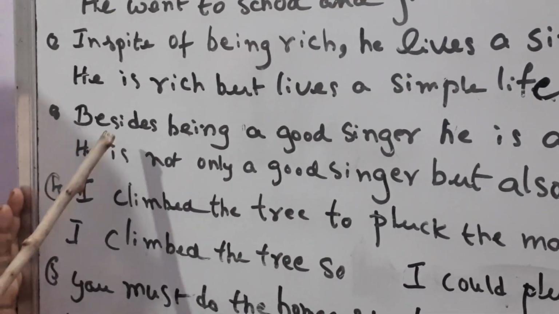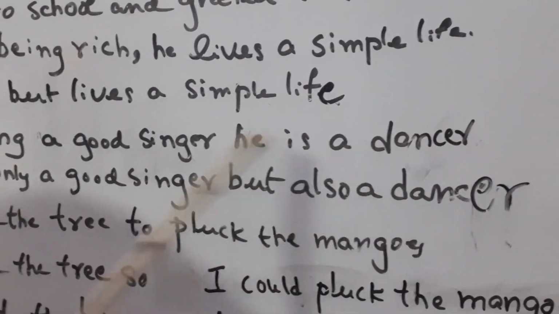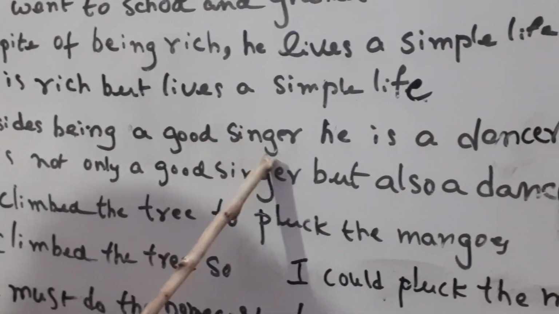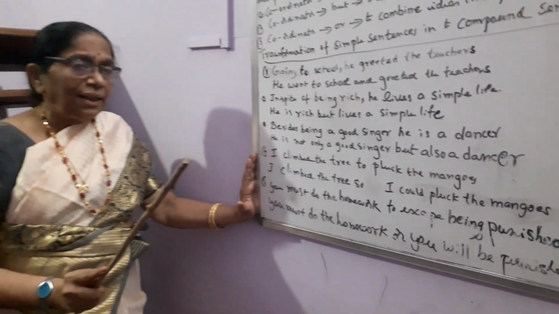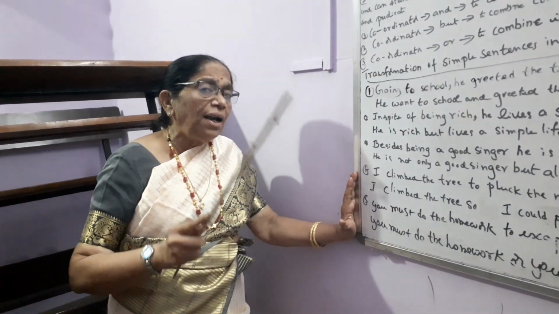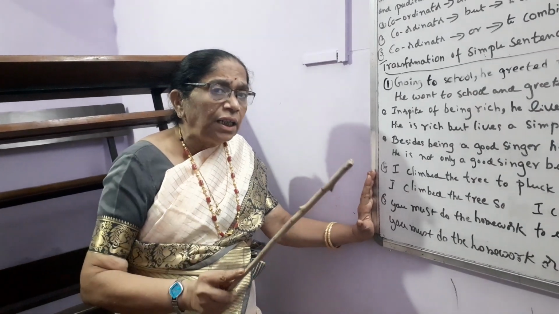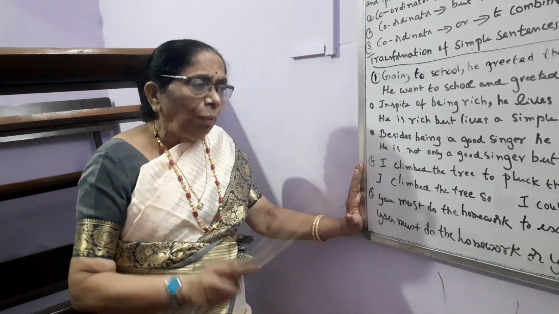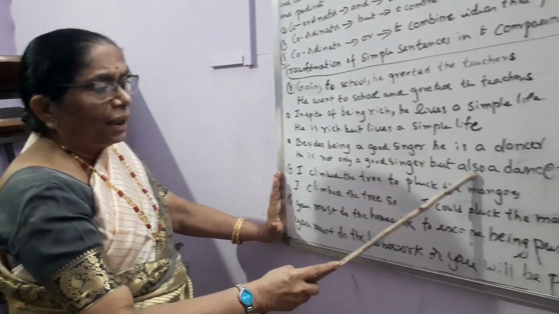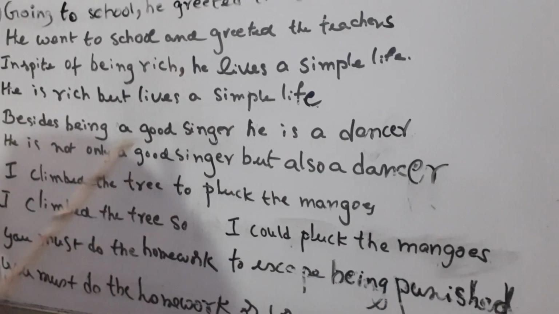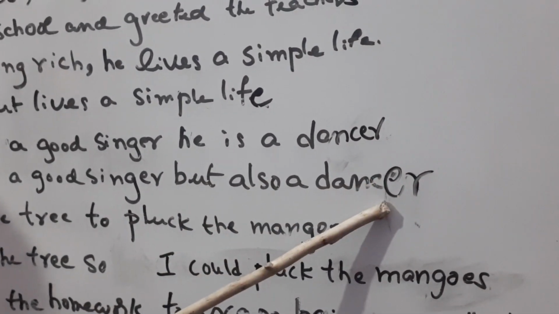Our next question. Besides being a good singer, he is a dancer. Now, if the simple sentence has words like besides being, then the compound sentence will generally use not only but also. Now see the answer. He is not only a good singer but also a dancer.